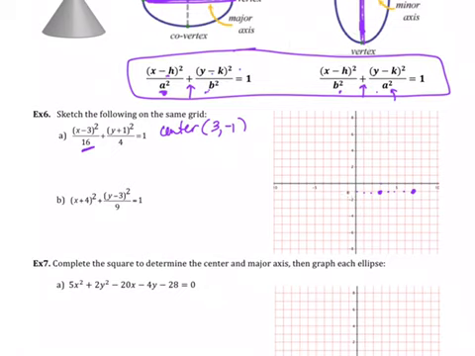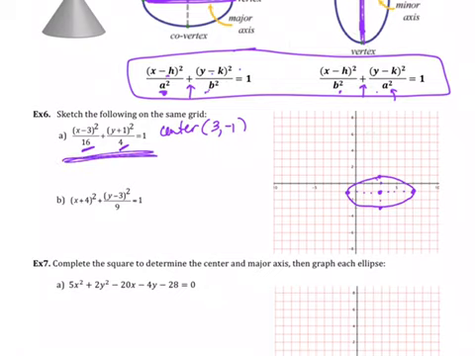Left 1, 2, 3, 4, because that's my horizontal dilation. And then for my y, we take the square root of 4, so my b is equal to 2. That's my vertical dilation, so I go up 2, down 2. And then you just do your best to make a smooth curve around there. So there's my ellipse.